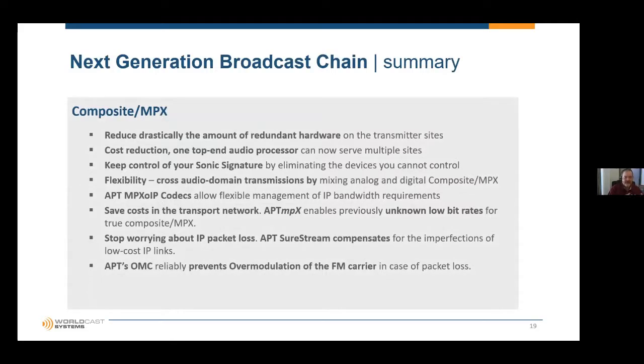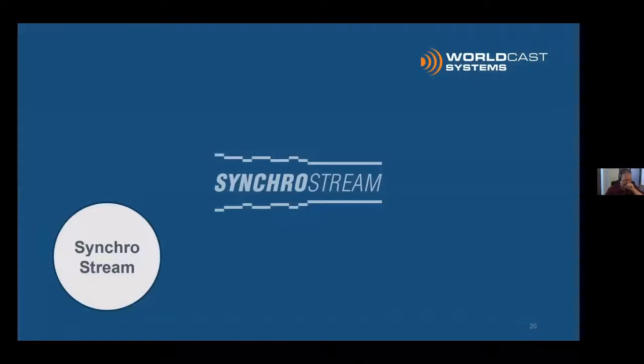So using composite over IP, you can reduce the amount of your redundant hardware. Cost reductions: you've got one processor that is going to deliver the same sound to all of your transmitters. You can use the APT MPX to reduce your bandwidth. You can use the SureStream to reduce the packet loss. You can use the overmodulation cancellation to iron out or smooth out any variations that do come through if there are packets that do end up getting lost. All right, so that's the meat of the MPX over IP, and we'll open the floor again for questions, some of which I may not have the answers to.